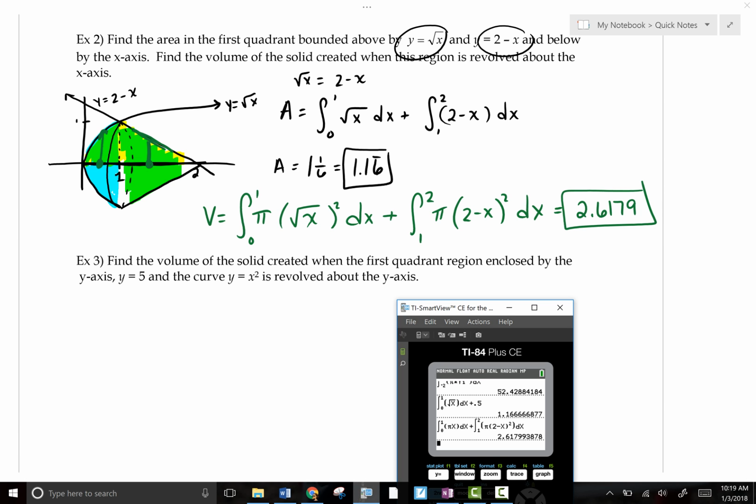Okay, and that's volume. This volume stuff, when you spin it, is not that hard. It's just pi r squared, pi r squared, pi r squared. So let's do another one.